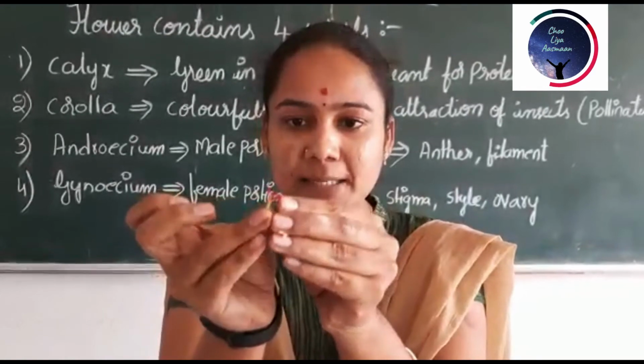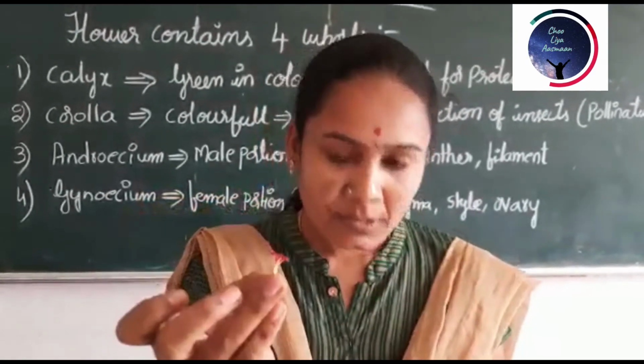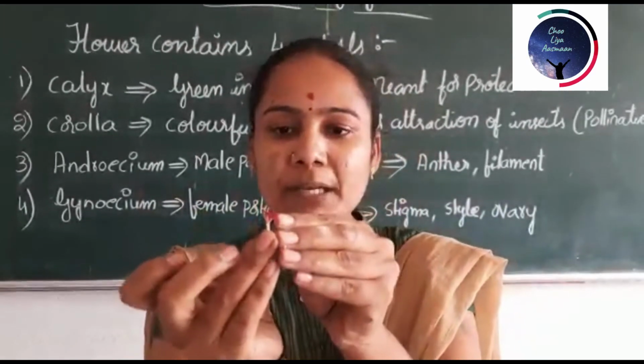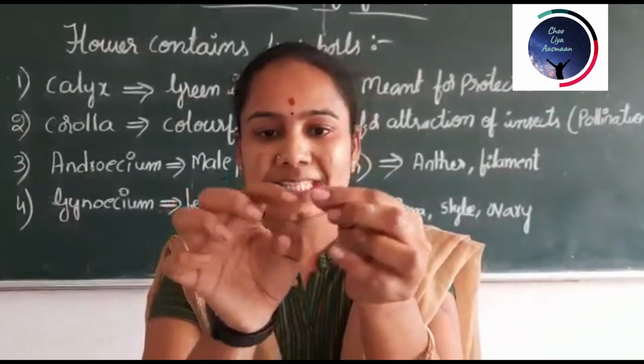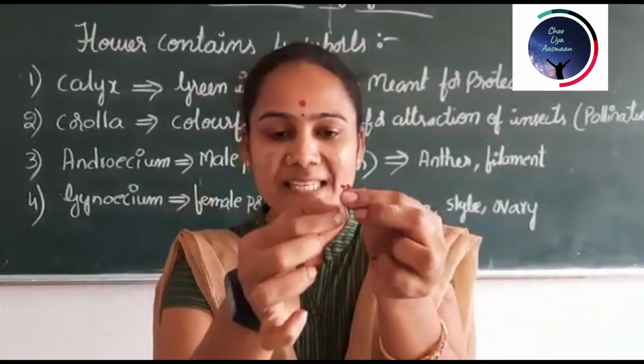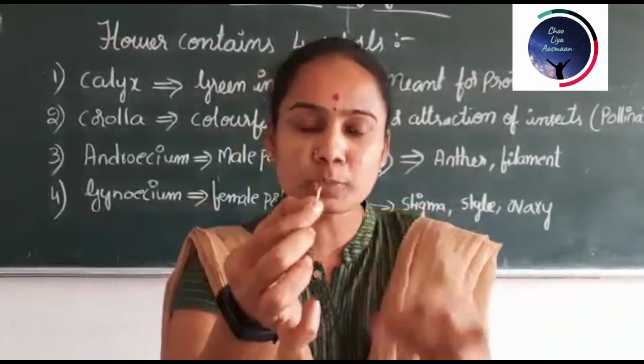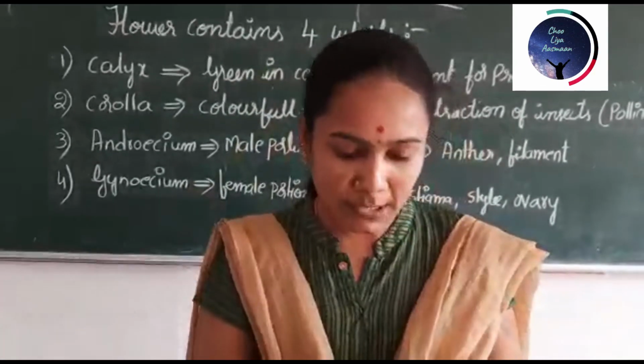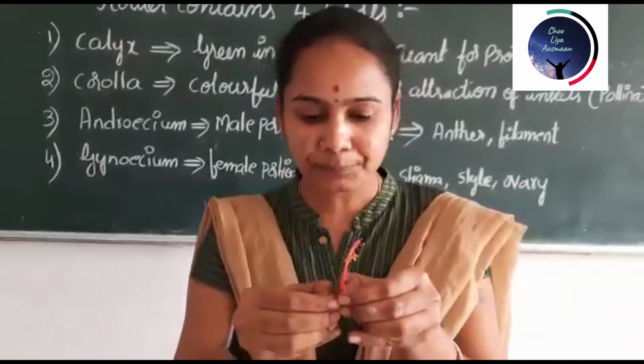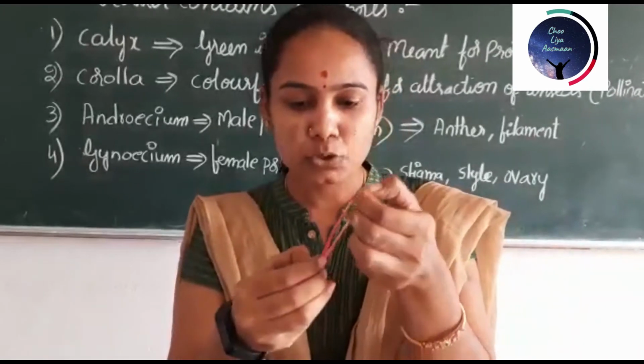This is the stigma and this is the style. Stigma will help in receiving the pollen grains, and this style will help in the passage of the pollen grains towards the ovary. Slowly now I am removing this part to show you the ovary.